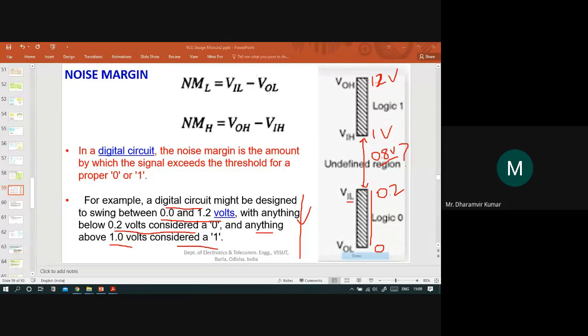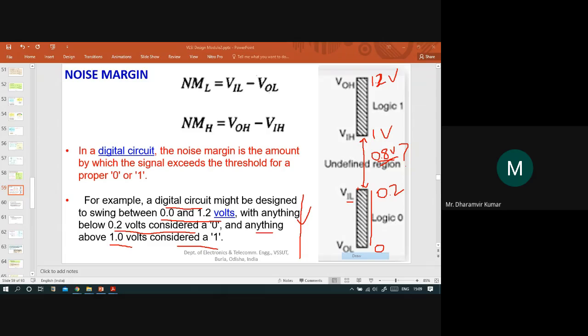The circuit may not be able to decide, and the output may not be properly read. Is it a logic 0 or is it a logic 1? It may actually remain undefined, or randomly it may be pulled into logic 0, or it may get locked at logic 1. It can occur in a random fashion. So this is still undecided. There is a still undefined region between VIH and VIL.